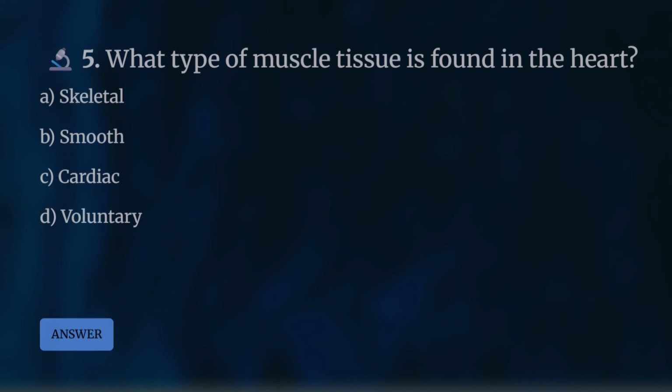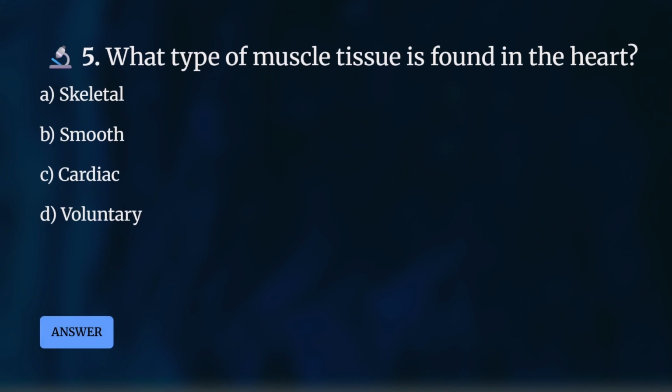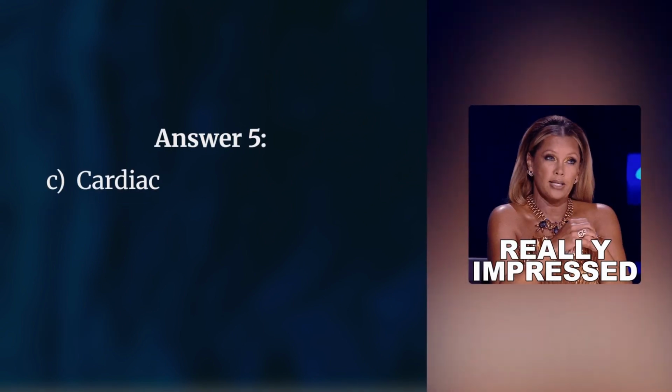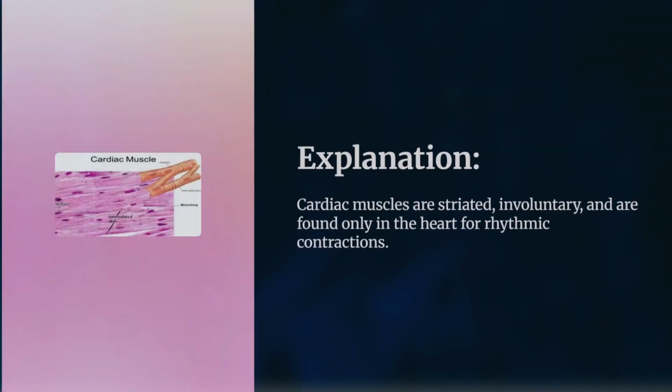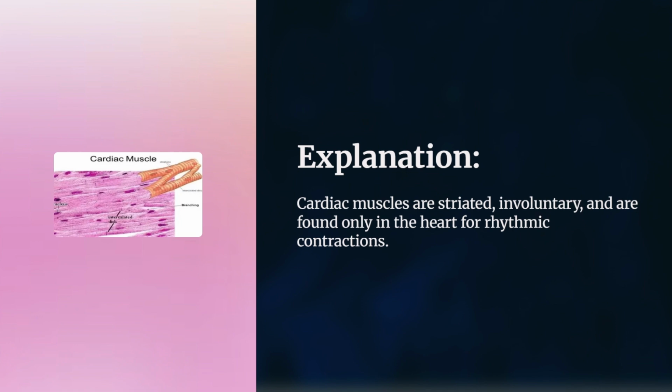Moving on to question number 5. What type of muscle tissue is found in the heart? The options given are A. Skeletal, B. Smooth, C. Cardiac and D. Voluntary. So the muscle tissue found in the heart is cardiac. Cardiac muscles are striated, involuntary and are found only in the heart for rhythmic contractions.